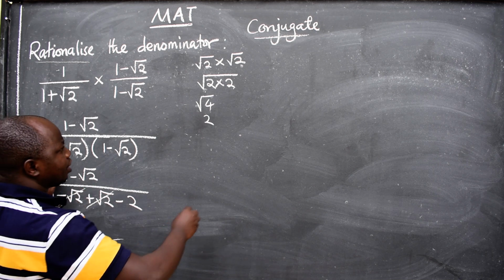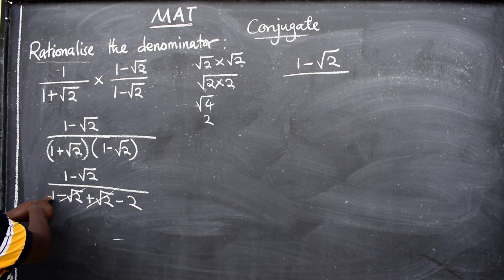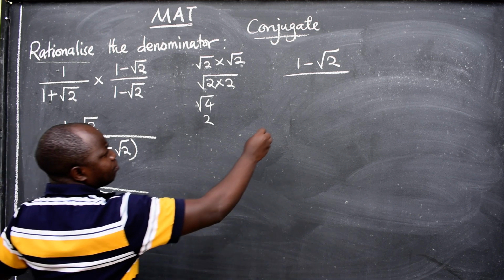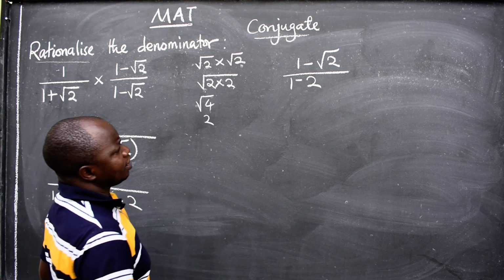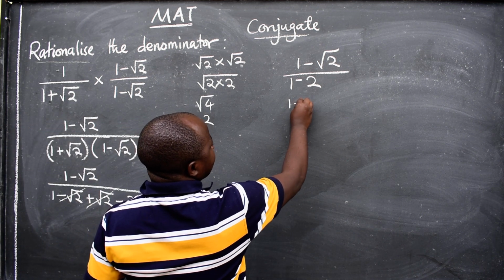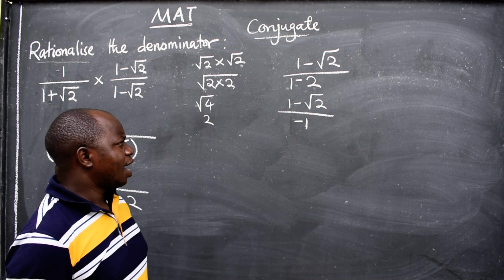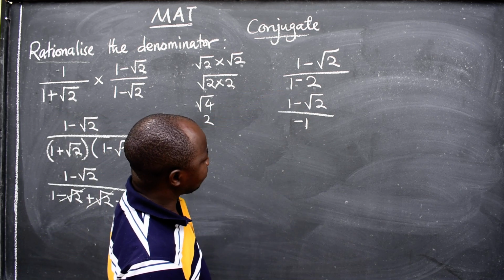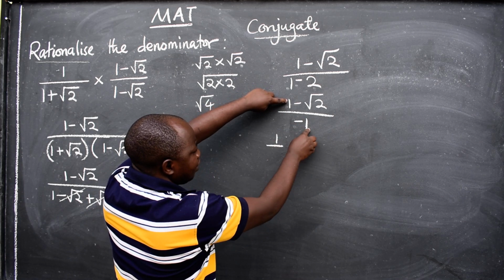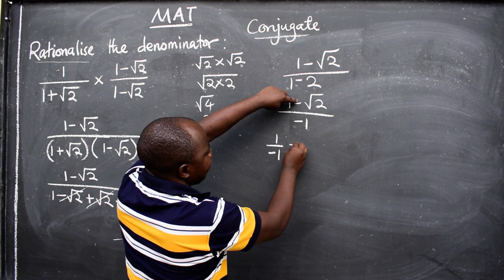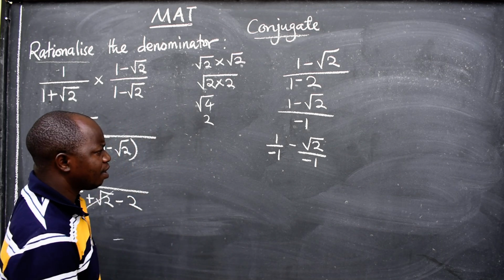I'll be able to write what will remain, 1 minus root 2 over, here I'll be having 1 minus 2, that is what will remain here. And this one now will be able to give me 1 minus root 2 over 1 minus 2 is negative 1. Okay? At this point, I can now separate the two fractions. I'll be able to say 1 over negative 1 minus root 2 over negative 1. Like this, I'll separate them.